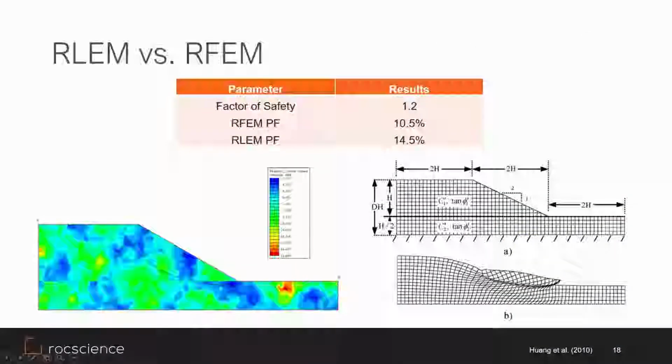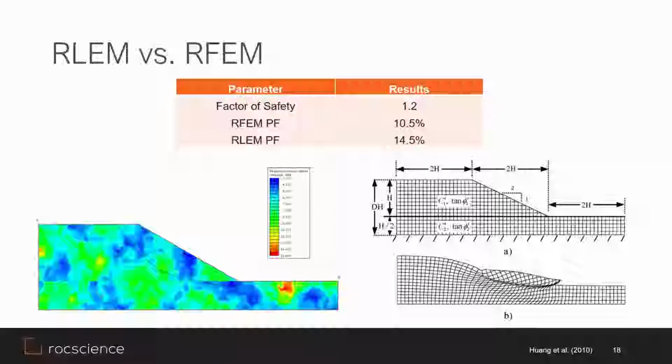Since random limit equilibrium method and random finite element method are the most accurate methods for spatial variability analysis, we compared these two methods for a few cases presented in literature. This is a simple slope with 2 layers of soil from Huang et al. 2010. This is the type of geometry that software packages using random finite element method approach can handle, just simple slopes.